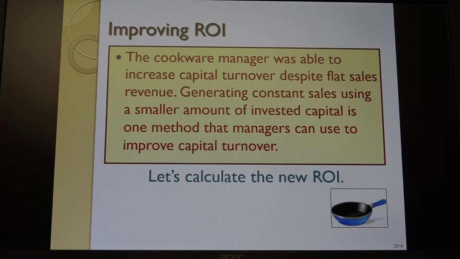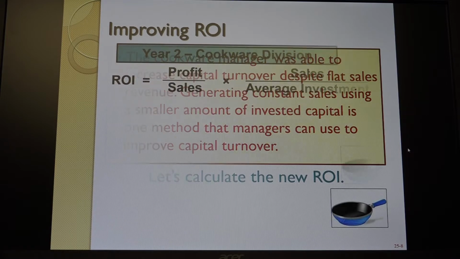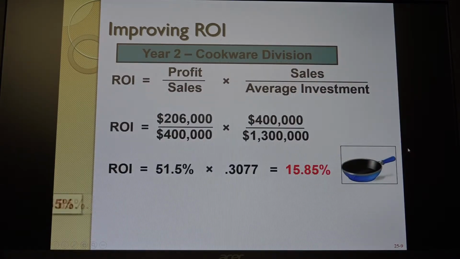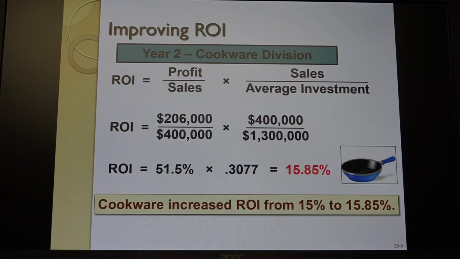So it says that the cookware manager was able to increase capital turnover despite flat sales revenue. Generating constant sales using a smaller amount of invested capital is one method that managers can use to improve capital turnover. So here, let's see what's going on.